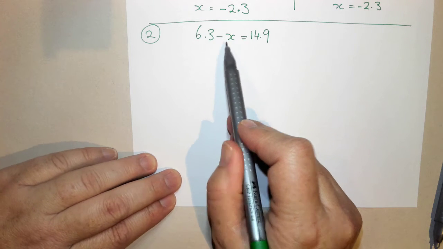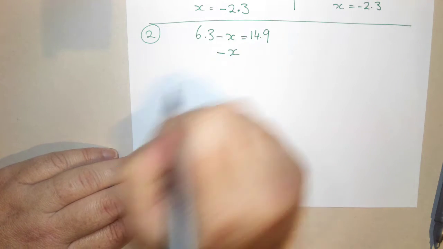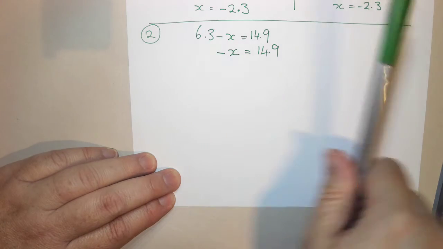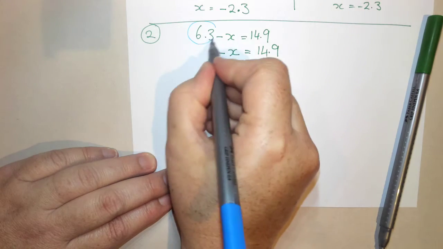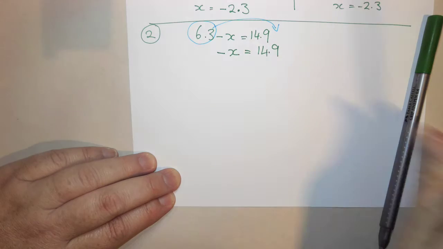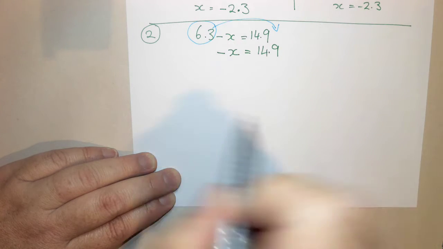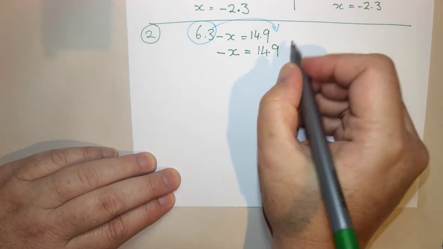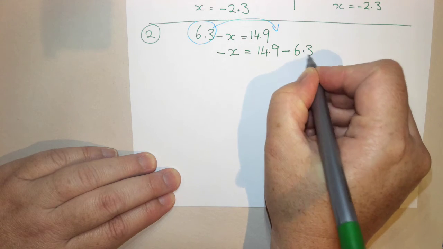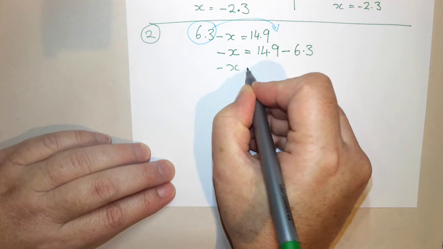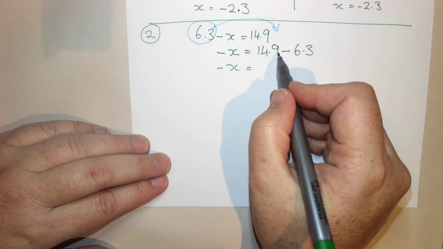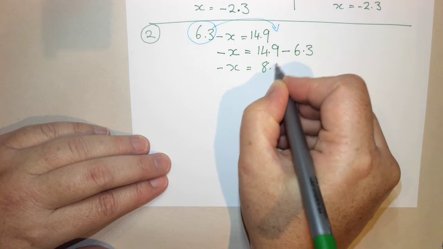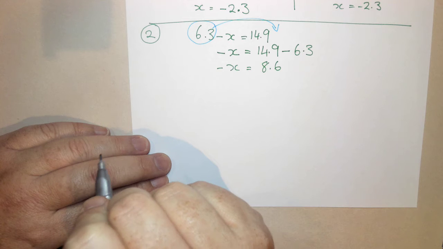Okay, so I'm going to leave the x where it is. So I'm going to leave that negative x there. I'm going to leave the 14.9 where it is too. And what I want to do now is take that 6.3 and move it to the other side. So if it is positive on this side, when it's moved across the equal sign, it's going to become negative. So that will give me minus x equals, now 14.9, take away 6.3, simplifies to 8.6. And you can use your calculator for that bit.